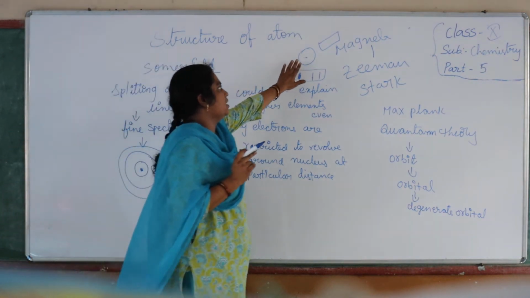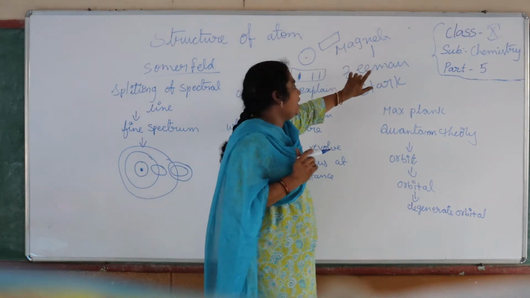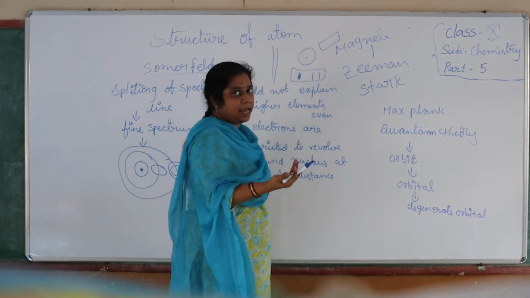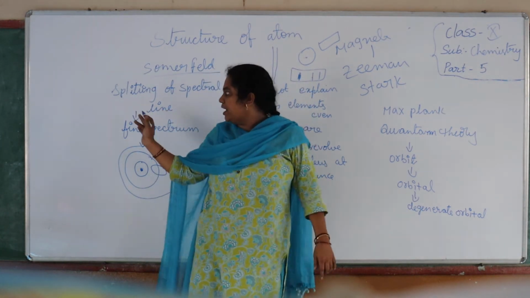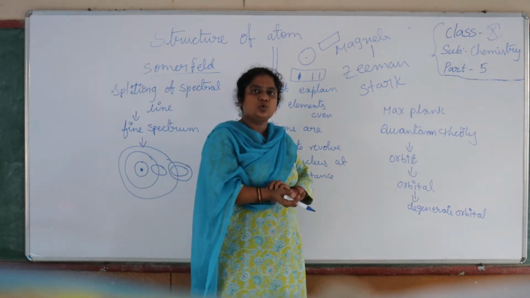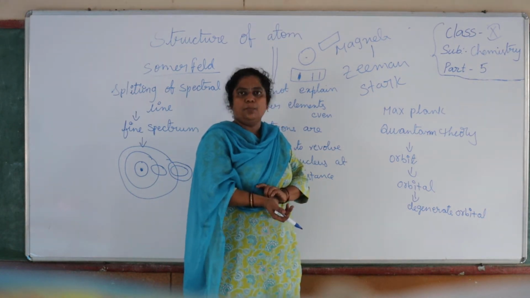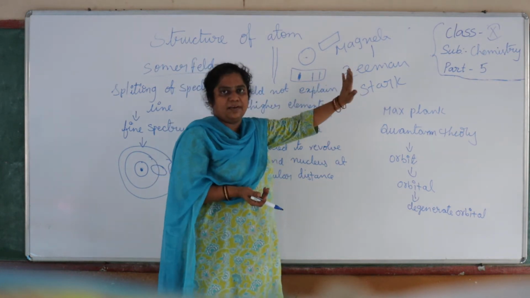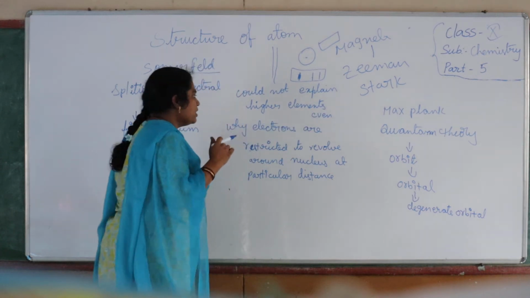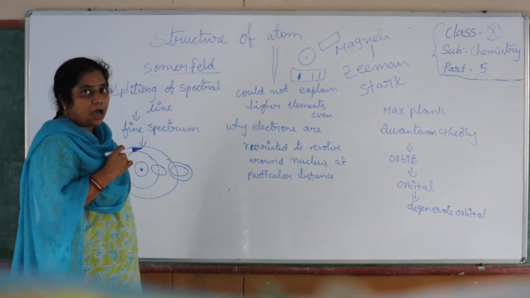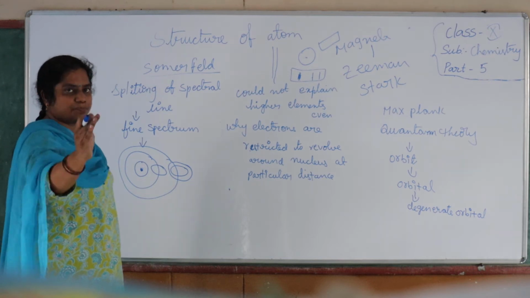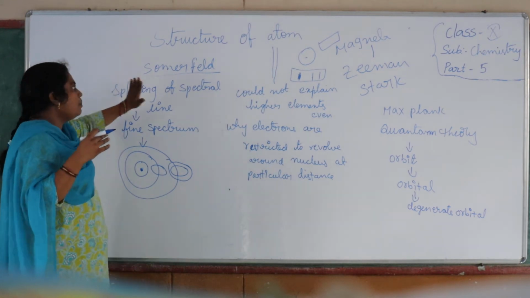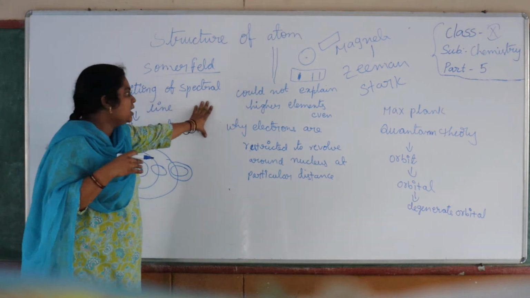Why is this splitting? When a magnet is kept, it splits, and even under the influence of an electric field the lines split, and you get a fine spectrum. Why is it happening so? Bohr could not explain that. Bohr could not explain the Zeeman effect and the Stark effect, children. So after knowing this concept of the Zeeman effect and the Stark effect, why the spectral lines split in the presence of a magnet and an electric field, Sommerfeld proposed his atomic model.